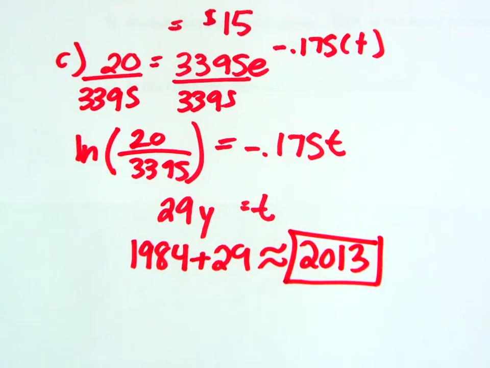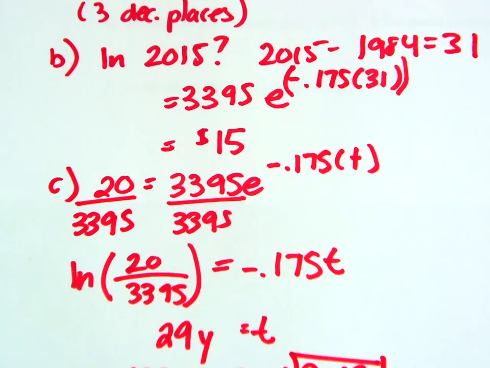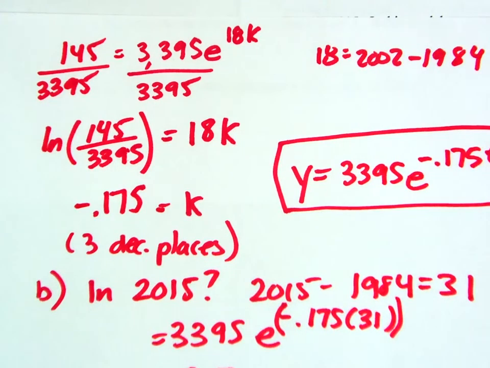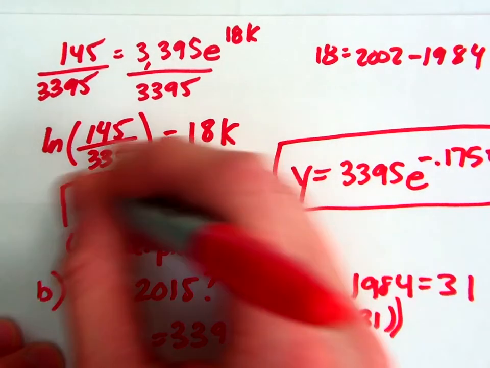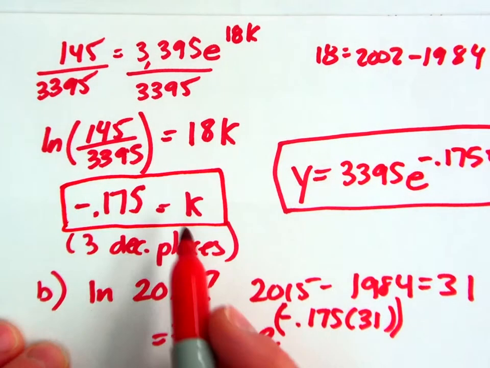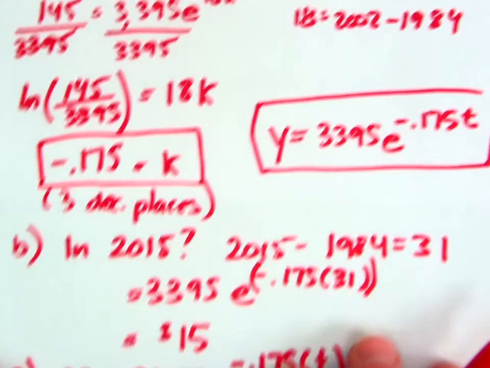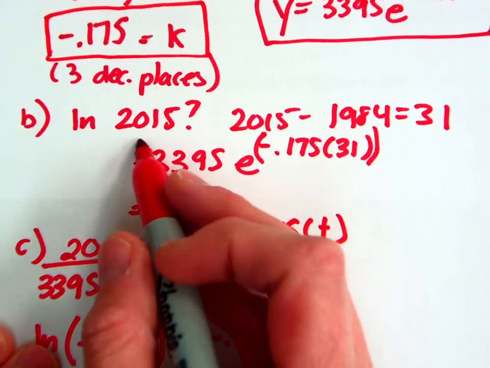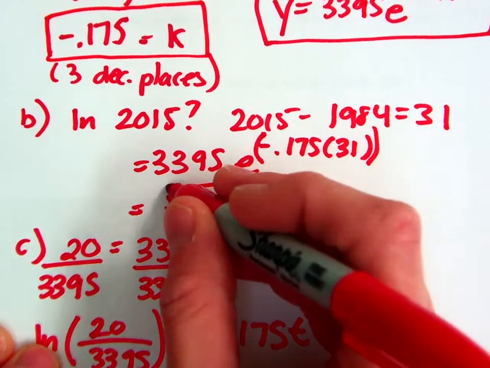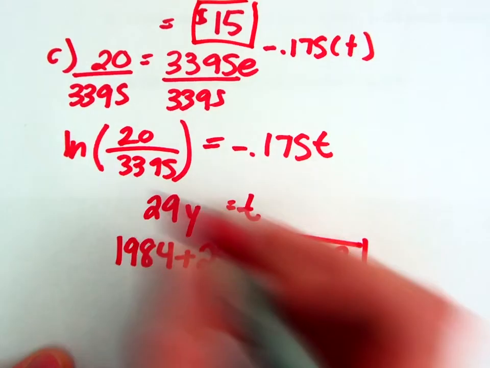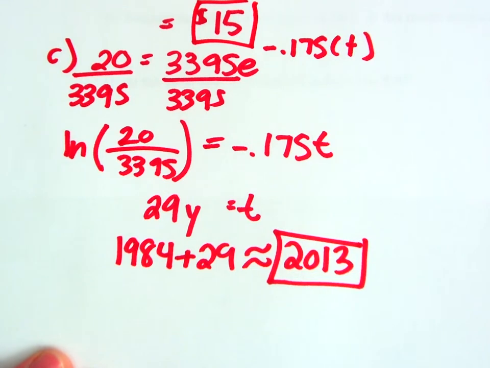So these are basically the 4 types of questions you could see. In part A, we had to find k first. This is what it's going to be like on your quarter exam. Find k, find the equation, and then evaluate it for a certain year. That's part 3. And then part 4 would be find the year that it gets to a certain amount. If you can do those 4 parts, then you're in good shape.